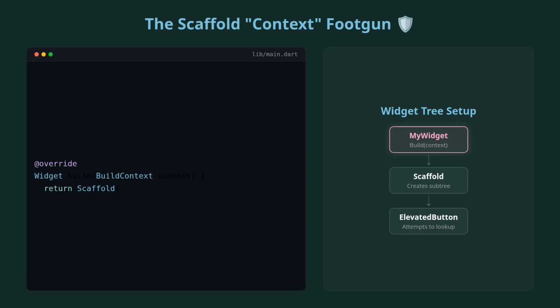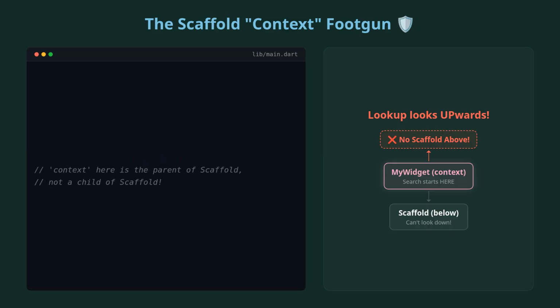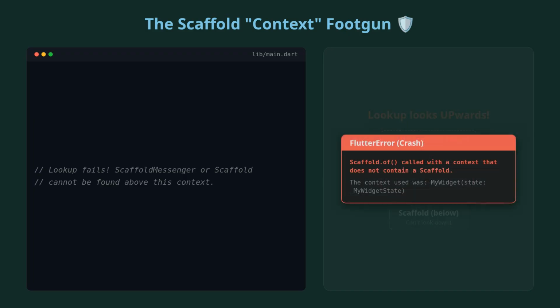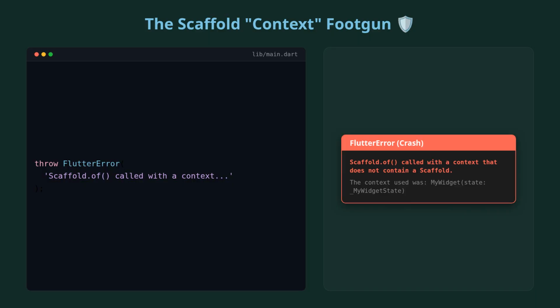This brings us to the classic Flutter footgun. You write a Scaffold, and inside its build method, you try to show a snack bar using Scaffold.of(context). You run the app, click the button, and boom: Scaffold.of() called with a context that does not contain a Scaffold. Why? Because the context you passed belongs to the widget that contains the Scaffold, not the Scaffold itself. Since Flutter searches upwards from that context, it never sees the Scaffold you just created. It is like looking for a cafeteria on the roof when you haven't even entered the building yet.